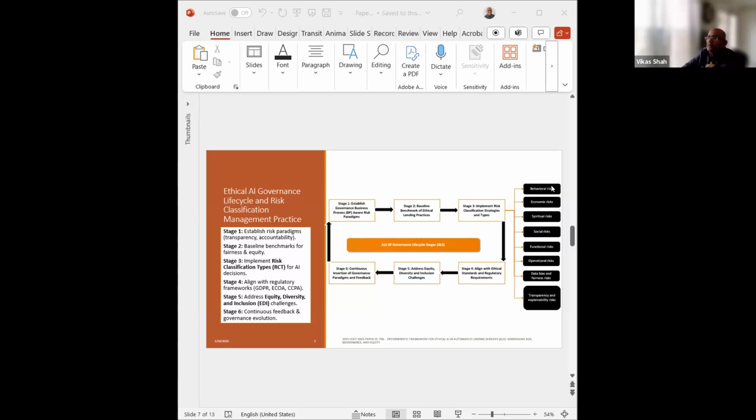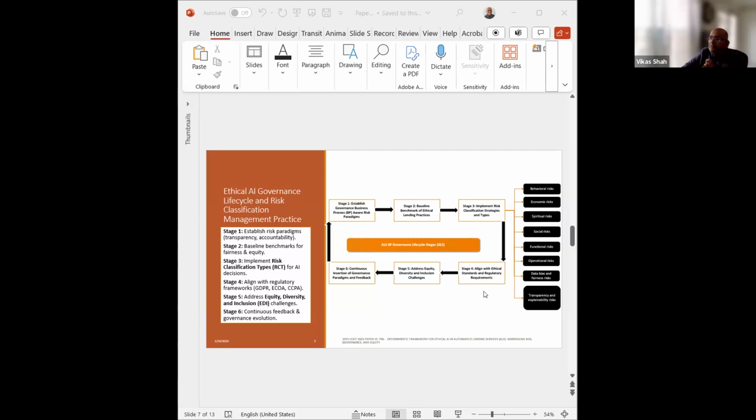So we identified these 8 types of risk: behavioral, economical, spiritual, social, functional, operational, data bias and fairness, and transparency and explainability risk, along our experimentations and the analysis.